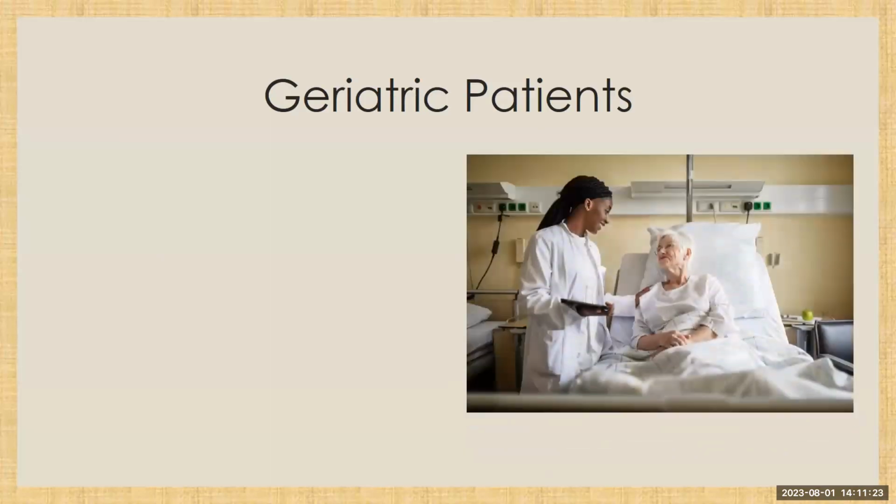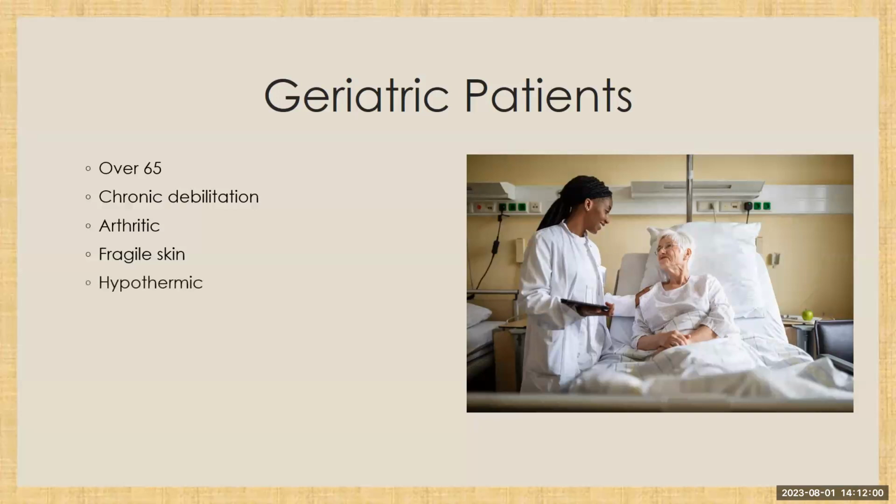Geriatric patients are individuals who are over the age of 65 years. The typical older patient may have some form of chronic debilitation or decreased physiologic status. Elderly patients are often arthritic and suffer from restricted movements of extremities and fragile skin that requires special consideration when lifting, transporting, and positioning. That fragile skin means that it can tear easily, so we should always use extreme caution. Due to cardiovascular issues, elderly patients can become easily hypothermic or cold, so warm blankets are often welcome.